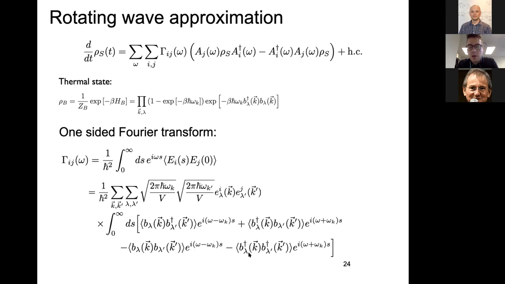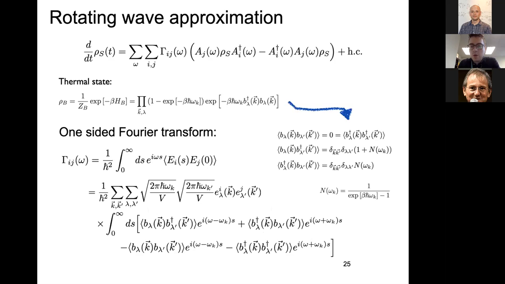So basically, terms which are quadratic in B and B dagger. So the way that we can then proceed from this point is by using the fact that, based on the assumption that our radiation field, so our environment, is initially in thermal equilibrium, then it can basically be shown that these expectation values satisfy the following expressions.